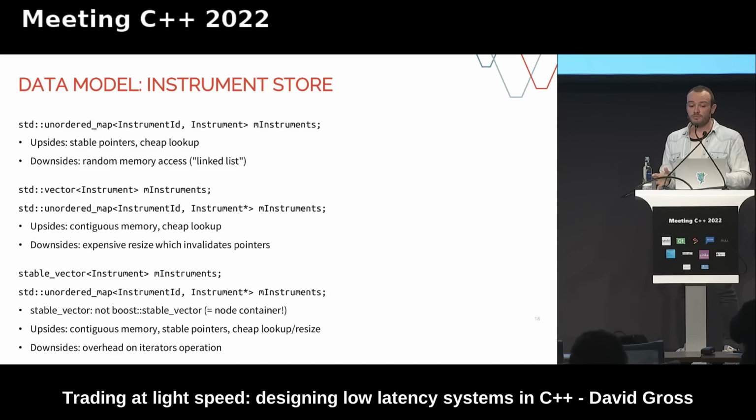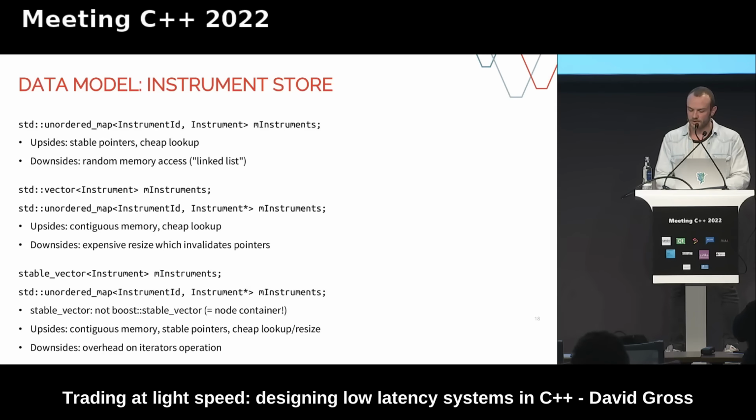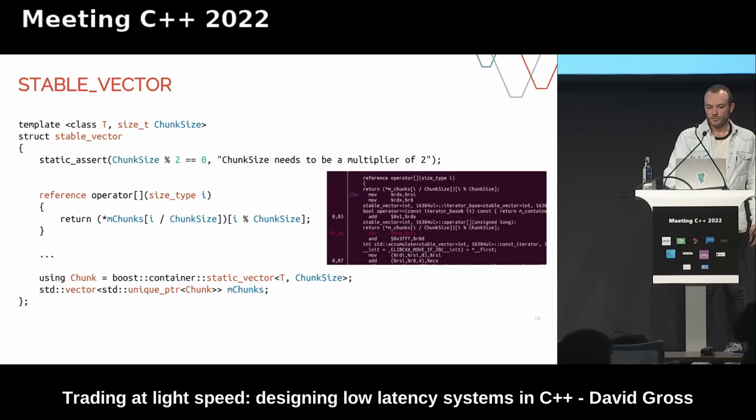And it is not boost stable vector. That is actually quite a bit different beast. Boost stable vector is again a node container. But this stable vector has the same properties as a vector: contiguous memory, stable pointers. Well, vector didn't actually have that, but this one adds stability to the vector. So what is it?